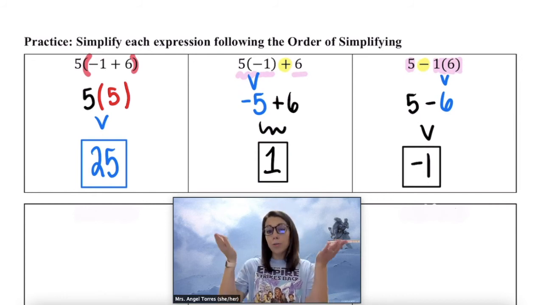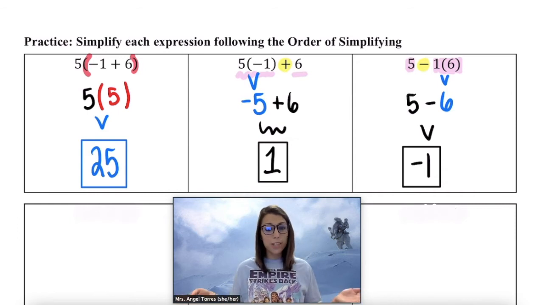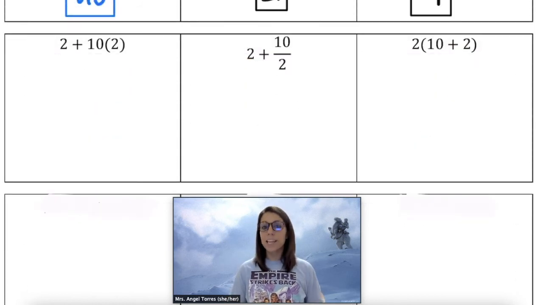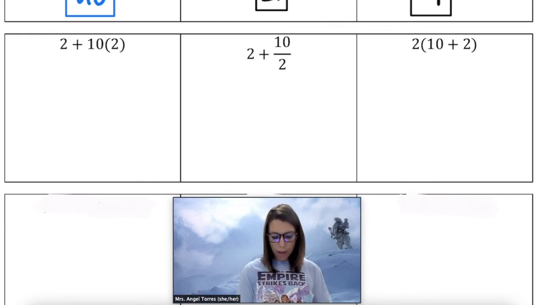So even though all three of these expressions had the same digits and similar operations, they were all simplified very differently and have different values. On to our next 3 examples. Again, all containing similar digits, but different expressions altogether. Let's look at example 1.